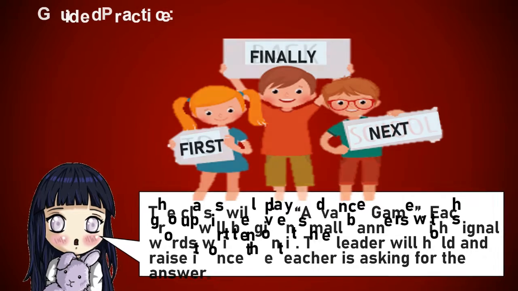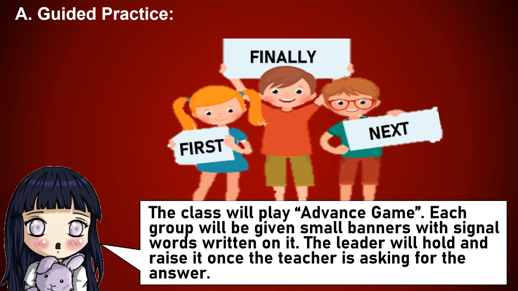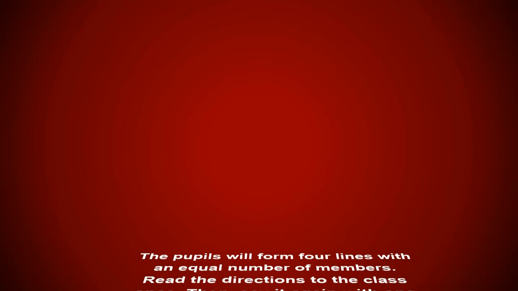Guided practice. The class will play a game. Each group will be given small banners with signal words written on it. The leader will hold and raise it once the teacher is asking for the answer. The pupils will form four lines with an equal number of members.